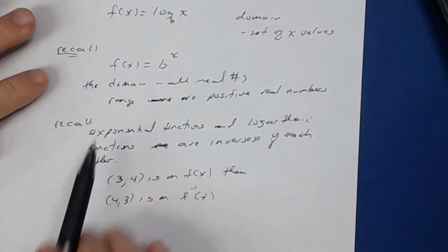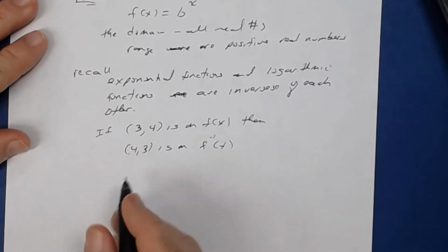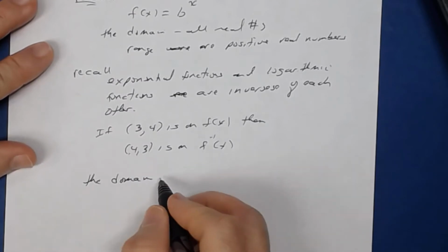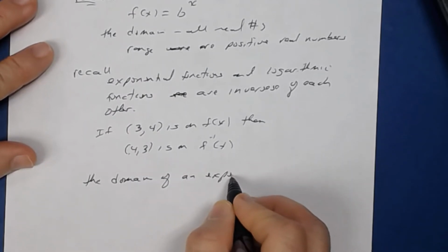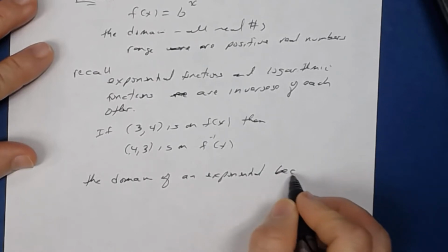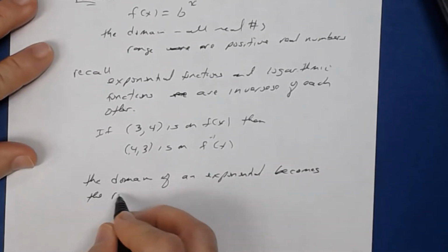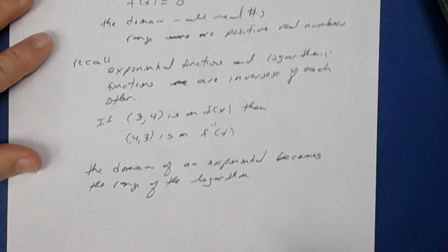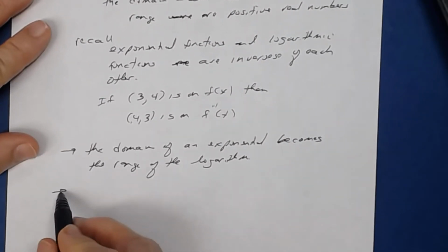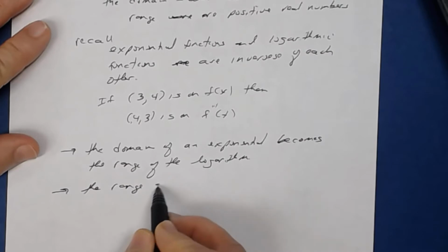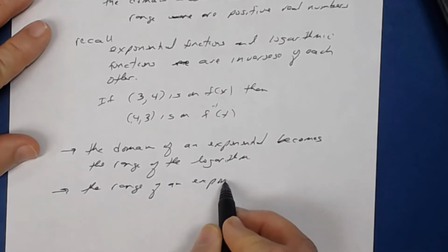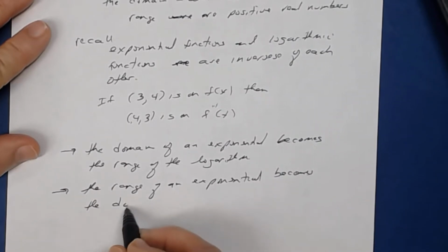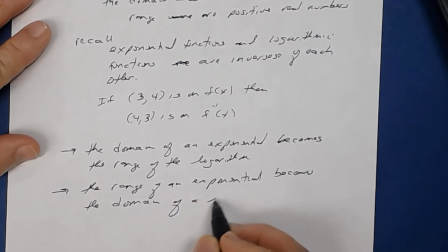The same thing applies with the domain and range. So the domain of an exponential becomes the range of the logarithm, and the range of an exponential becomes the domain of a logarithm.